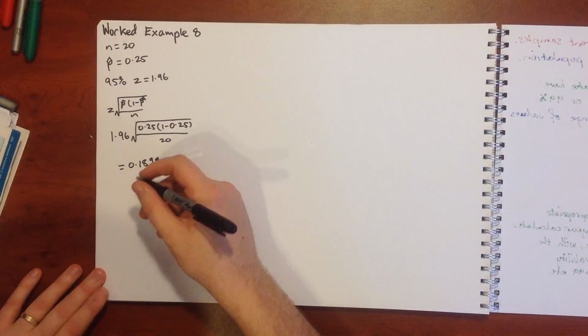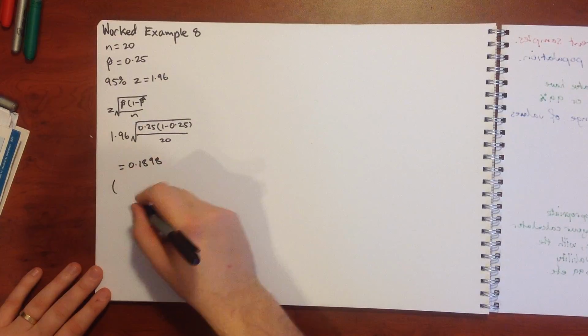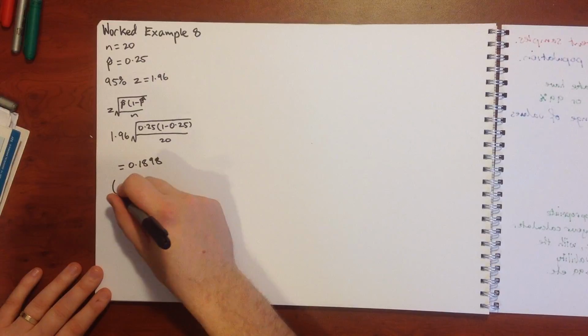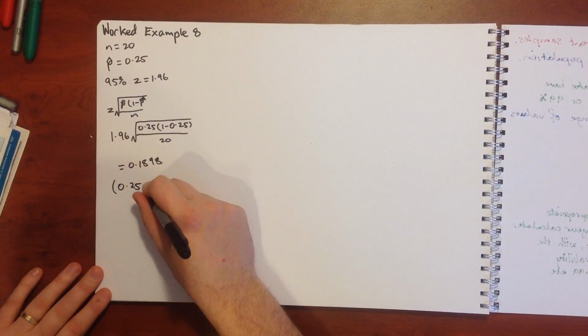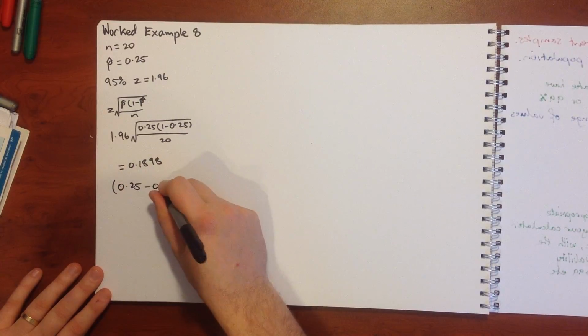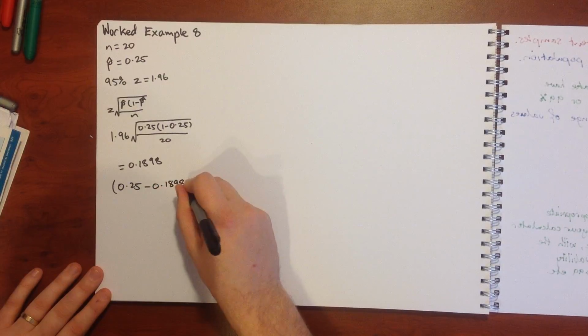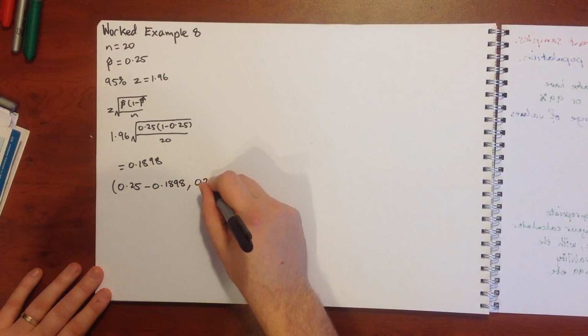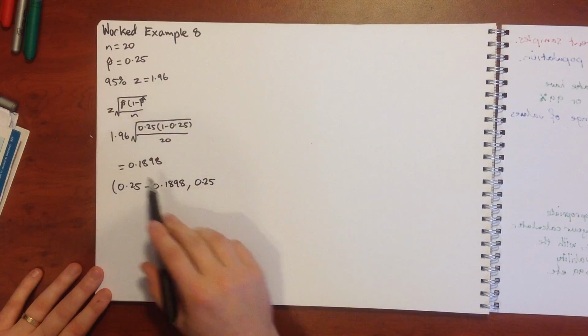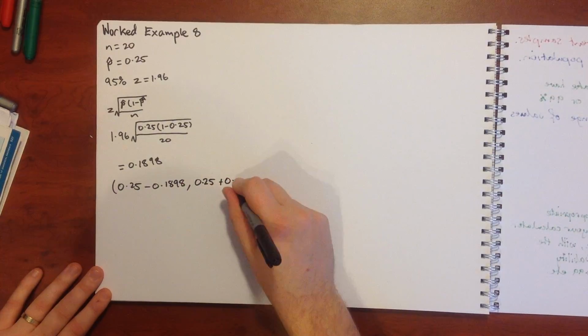Now we set up our confidence interval. We take p hat, which is 0.25, minus this value, 0.1898, and p hat, 0.25, plus 0.1898.